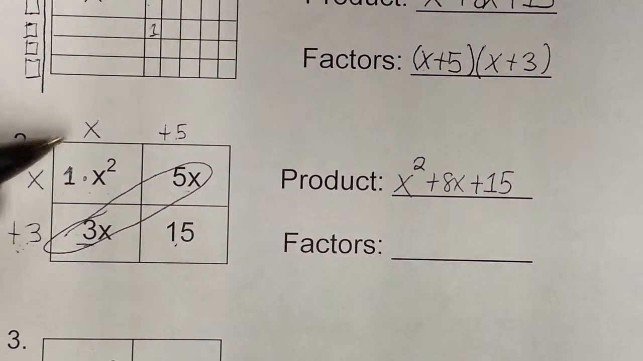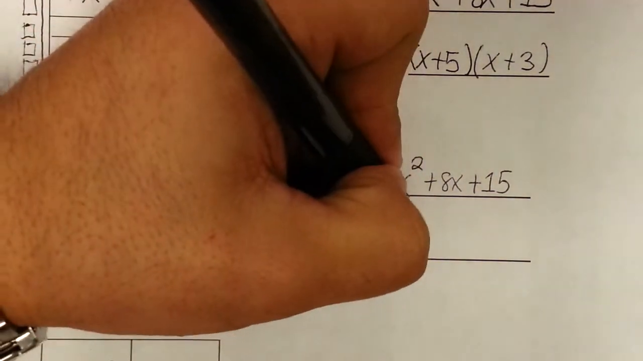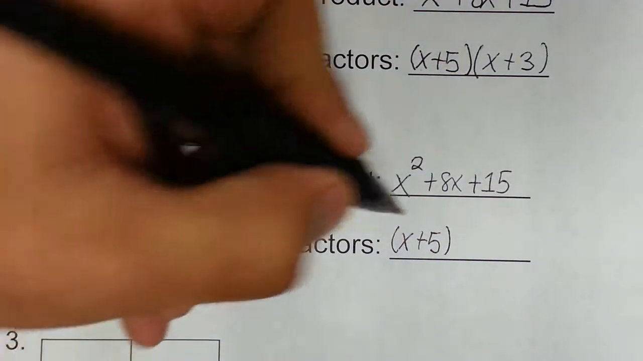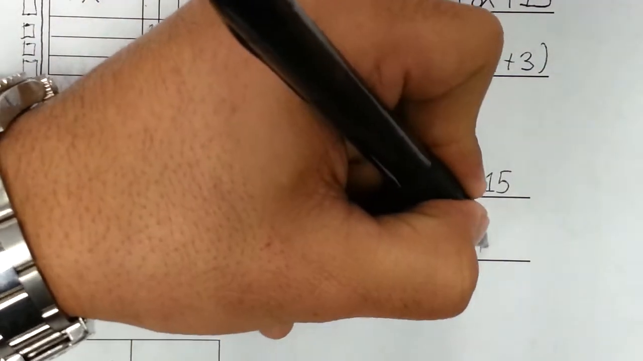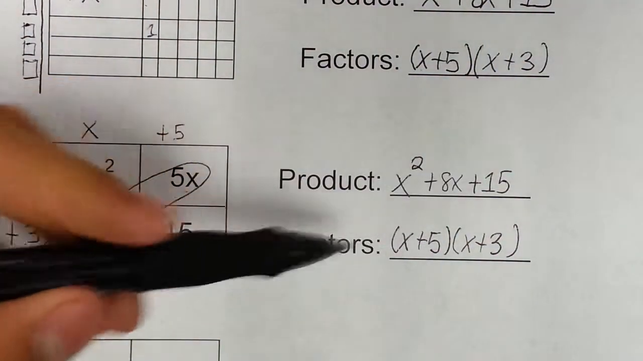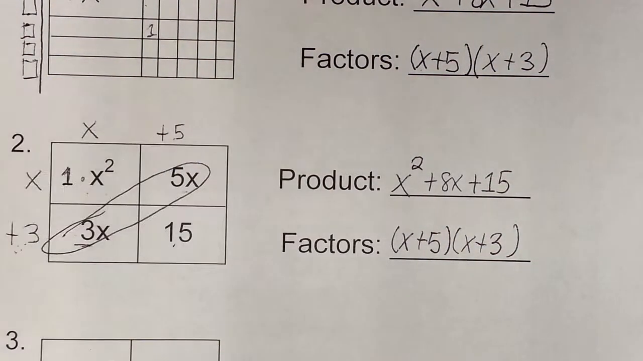For our factors, they're along our top and side. We've got a factor of x plus 5 along the top, and a factor of x plus 3 along the side. Our product is x squared plus 8x plus 15. Our factors are x plus 5 and x plus 3.